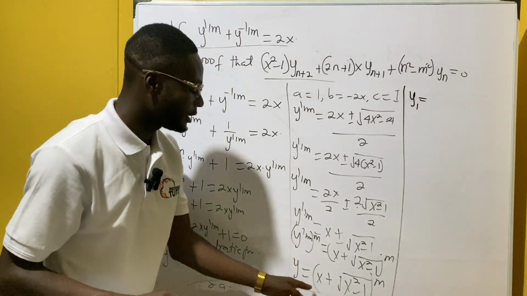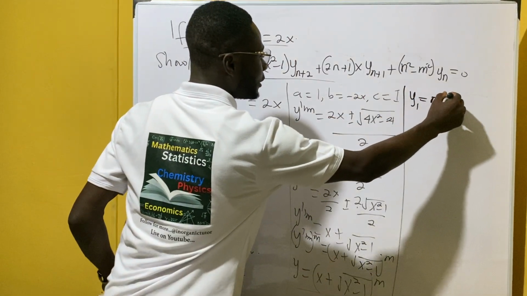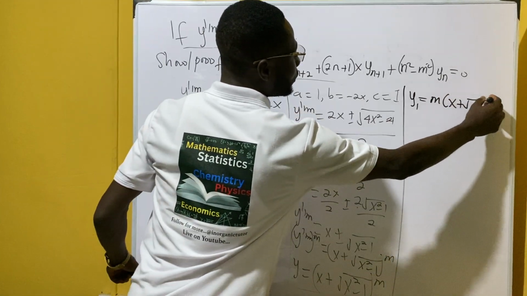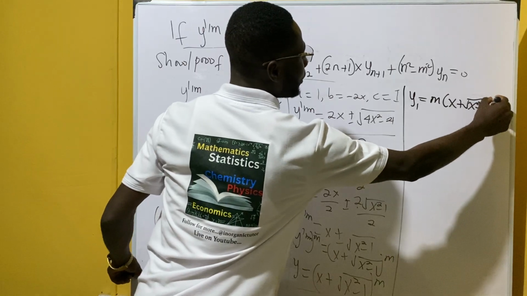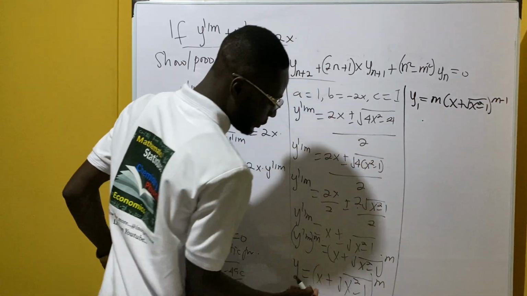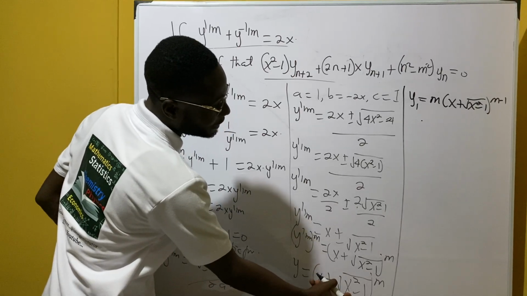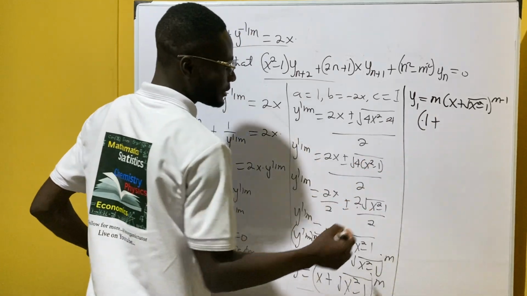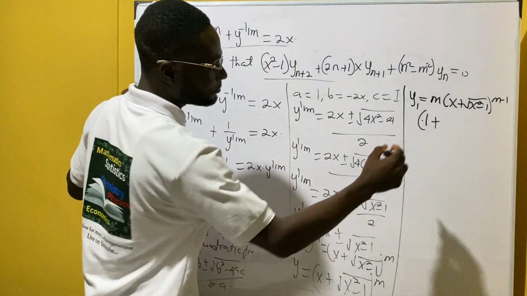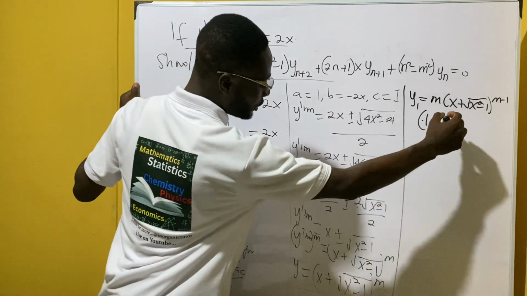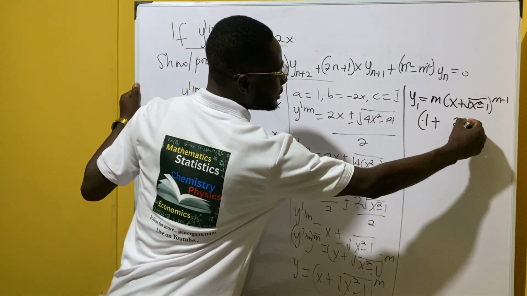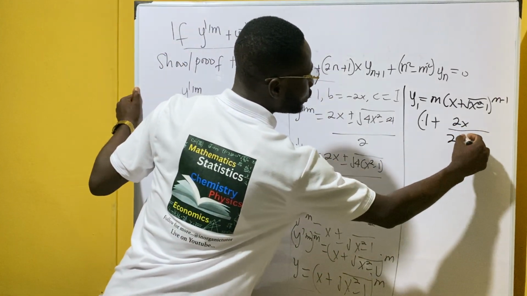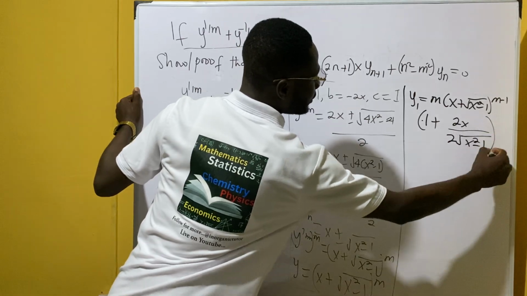So we drop this and then we are going to have m into x plus square root of x squared minus 1 to the power m minus 1. Then we differentiate the inner function, right? We differentiate the inner function, and that is 1 plus, when you differentiate this, you are going to have 2x all over 2 square root of x squared minus 1.